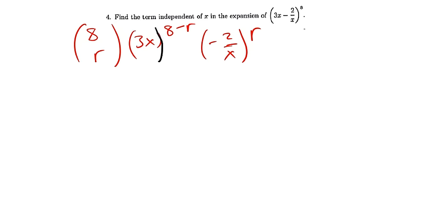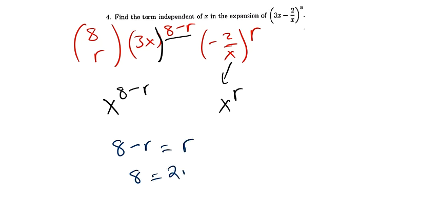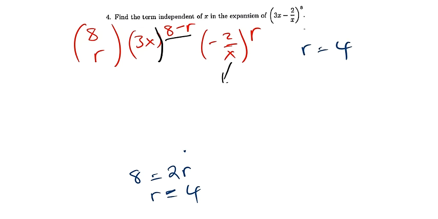So of course we're interested in the power of x. So that will be x to the power 8 minus r, and then for this part that will just be x to the power r. So if we distribute, we equate the powers now. 8 minus r being equal to r, 8 is equal to 2r, and then our r becomes 4 in this case. So r is equal to 4. Okay, you can prove it if you want.